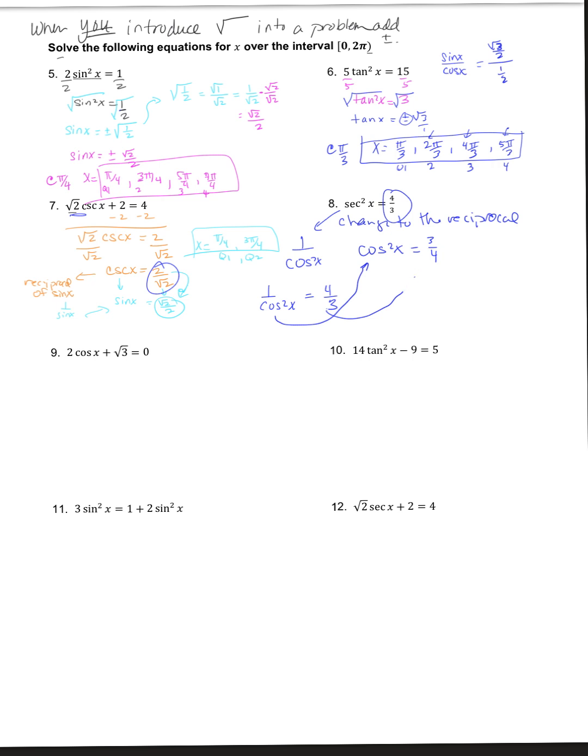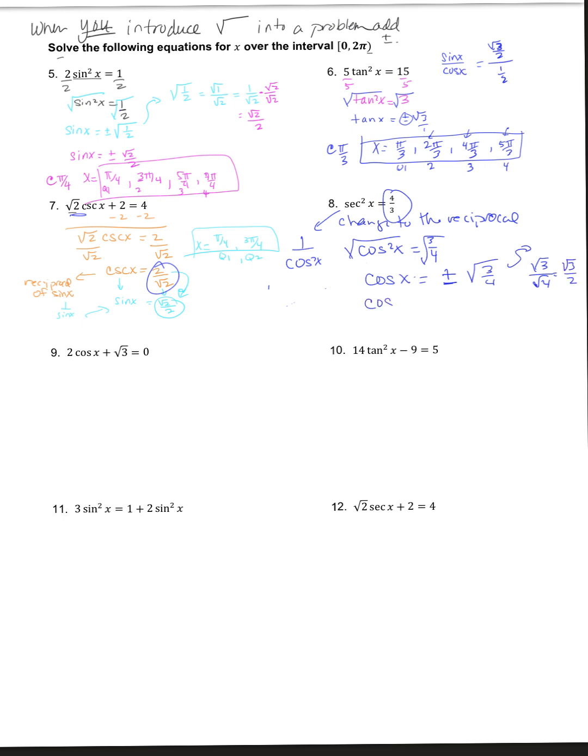So now let's find the values. Well, first we have to take the square root of both sides. So let's take the square root of both sides, and we will get cosine x equals plus or minus the square root of 3 over 4. So let's just go ahead and break that up. Square root of 3 over the square root of 4. And so we will wind up with the square root of 3 over 2.